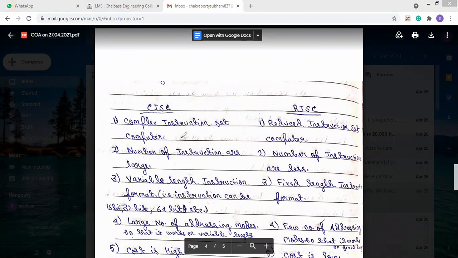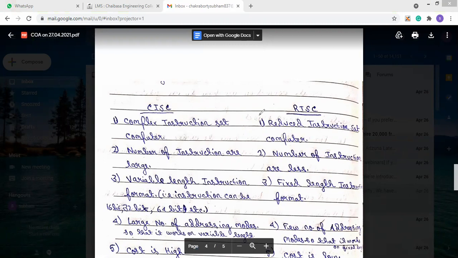Now our next topic is CISC and RISC. Now, what is CISC? CISC means complex instruction set computer. Means the instruction set which we use is complex. That's why it is called complex instruction set computer. And RISC means reduced instruction set computer.